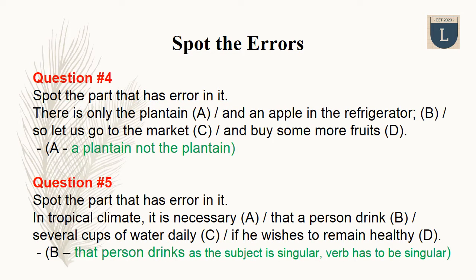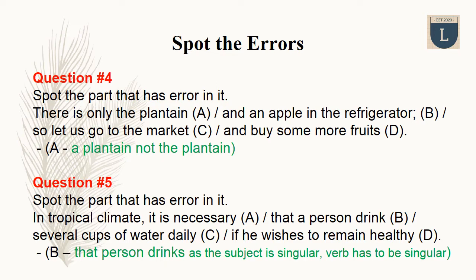Question number 4. There is only the plantain and an apple in the refrigerator. So let's go to the market and buy some more fruits. So here the mistake, the error is in part A, because there is only the plantain. So basically we have one plantain and one apple. So we are not specifying any particular plantain. Therefore, a plantain, not the plantain. So there is only a plantain and an apple in the refrigerator.